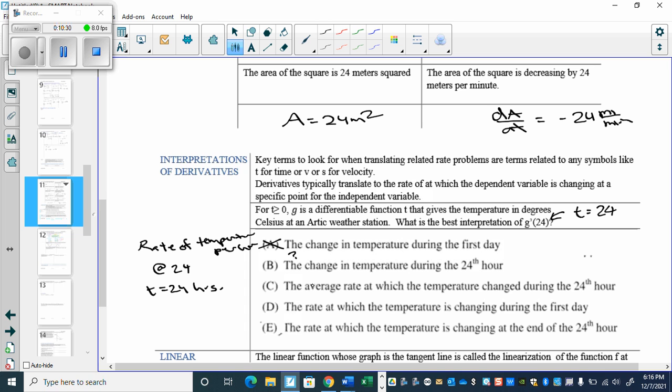The average rate, I definitely don't care to see. The rate at which the temperature is changing during the first day, I need it to be at, not during. So the rate at which the temperature is changing at the end of the 24th hour is perfect.